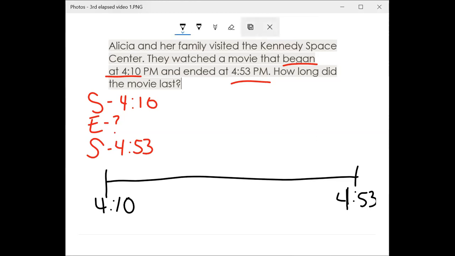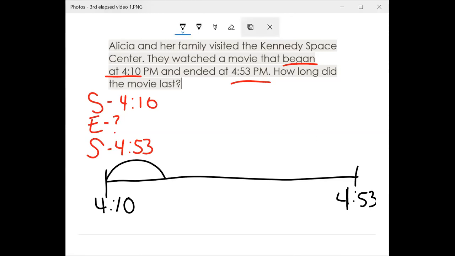Okay, now if I didn't know the start time, then I would need to work backwards. If I didn't know the stop time, then I would need to go forward. But since I don't know the elapsed time, I have to figure out how much time has passed. So I'm going to start jumping just by a friendly number. So I'm going to start by jumping by 10.